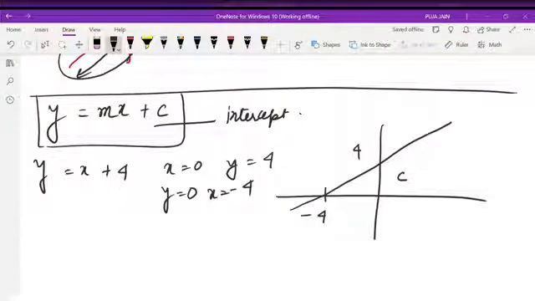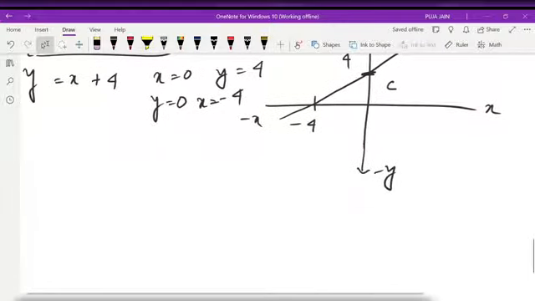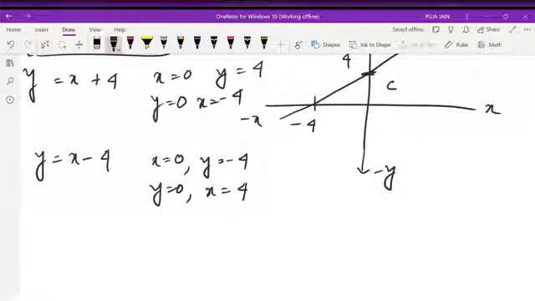Suppose this is 4, this is the y axis, this is the x axis, this is minus x, and this is minus y. So this is our graph for y equals x plus 4. Now if I get y equals x minus 4, then at x equals 0, I am getting y equals minus 4, and at y equals 0, x equals 4. Correct? Right?